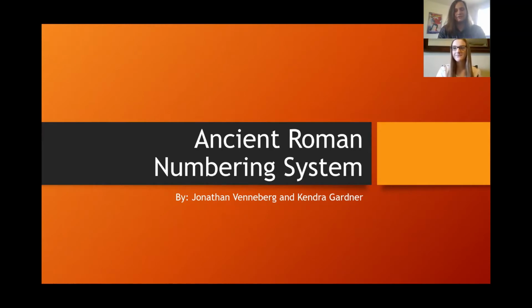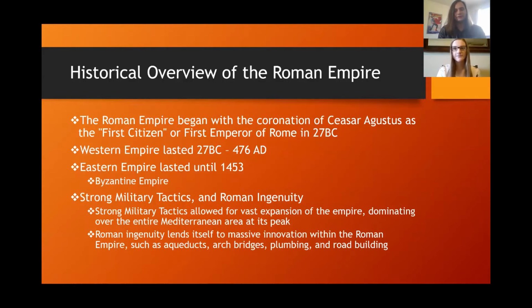We're going to be talking to you about the ancient Roman numbering system, otherwise known as Roman numerals. So let's start with a little bit of history regarding the Roman Empire. The Roman Empire, or what we traditionally consider to be the Roman Empire, began with the coronation of Augustus Caesar as the first citizen of Rome in 27 BC, effectively making him the first emperor of Rome.